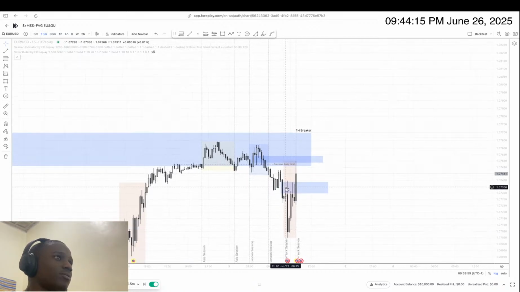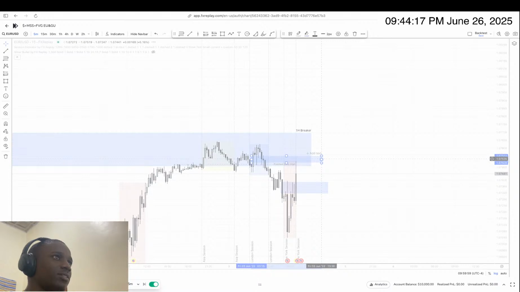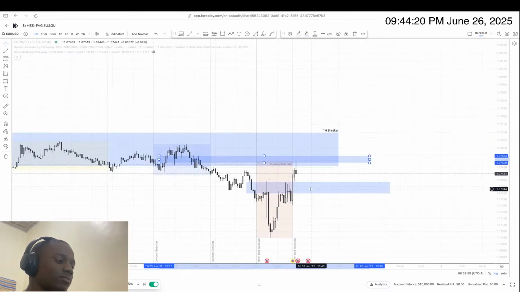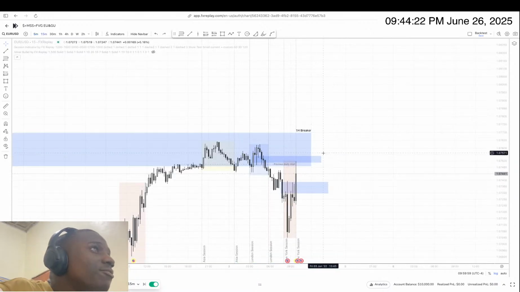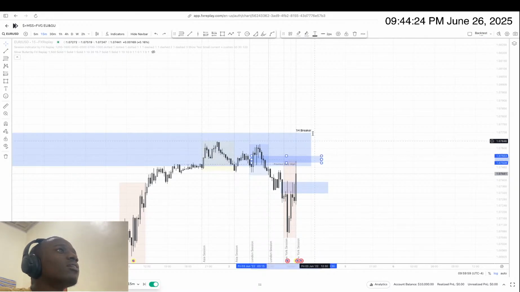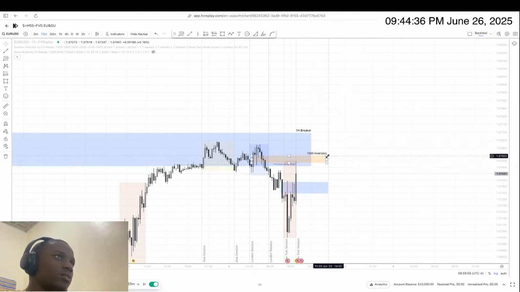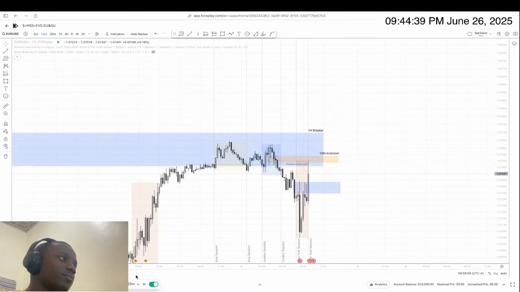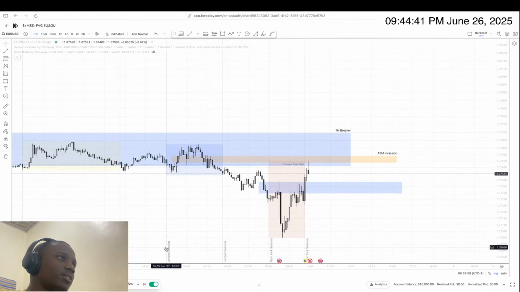I'd like to go to the 5-minute. Wait a minute, this is the 15-minute. Okay, let me change the color. Okay, this is the 15-minute inversion, and you can see that we already tapped into it. Going on the 5 minutes, let's see how it rejects, and I'd like to use the 1-minute speed.